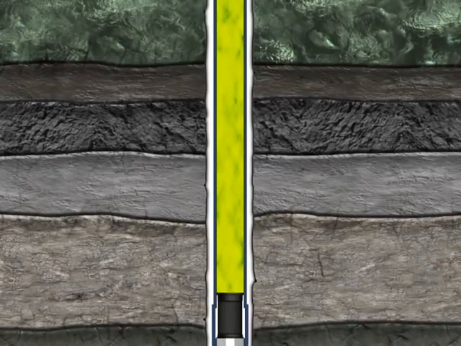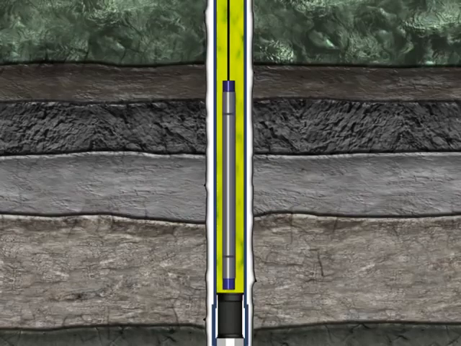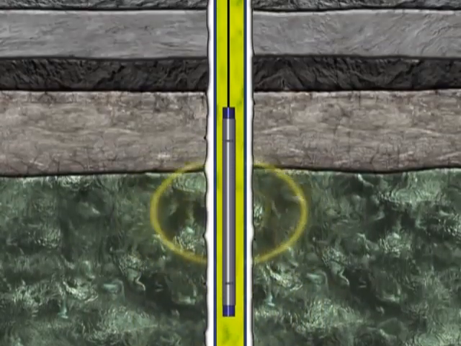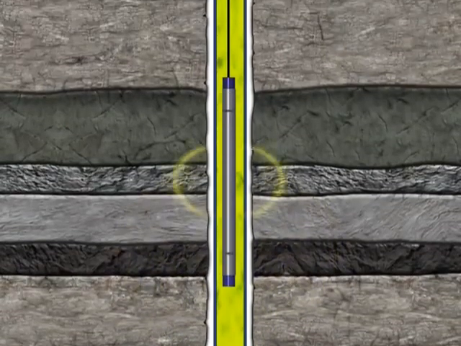The bond of this cement with the formation and with the casing is evaluated using a cement evaluation wireline tool. This tool determines whether the cement job is optimal. If not, further remedial operations are required.